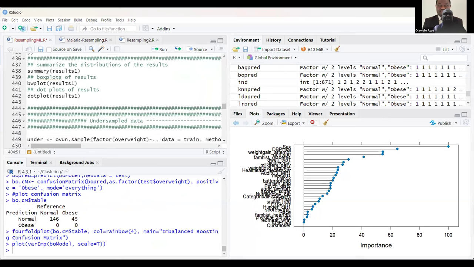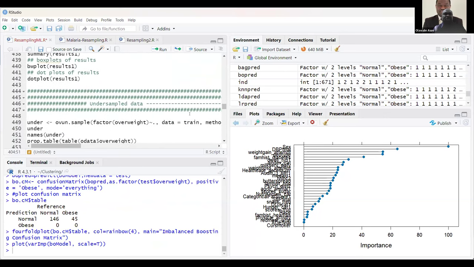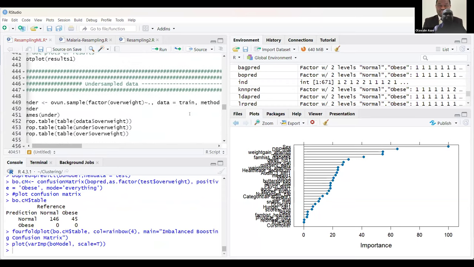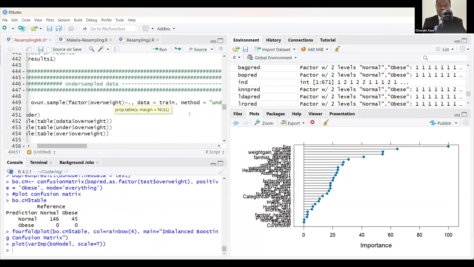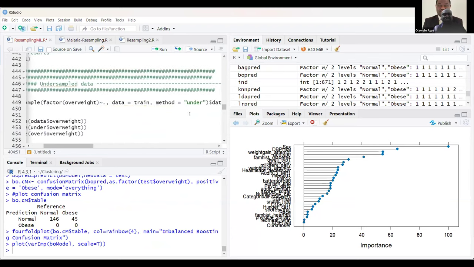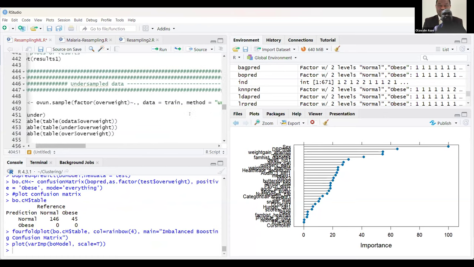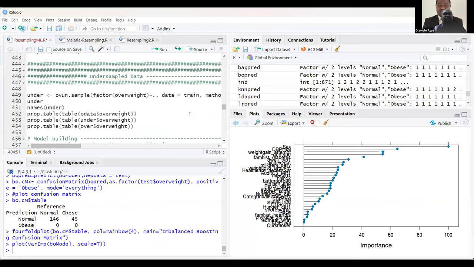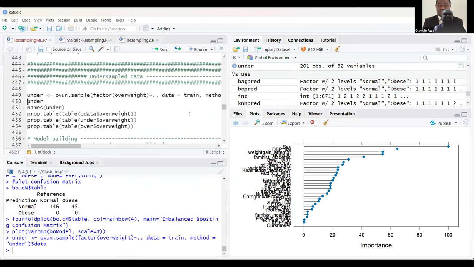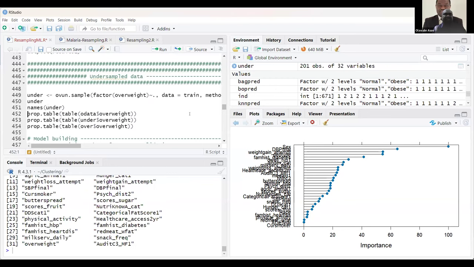Now, on the sample data, look at what goes on here. The same way, look at what I did here. Data equals train, but method equals what? Under. That is what is going to change there. And then I'm going to begin to run the same thing.